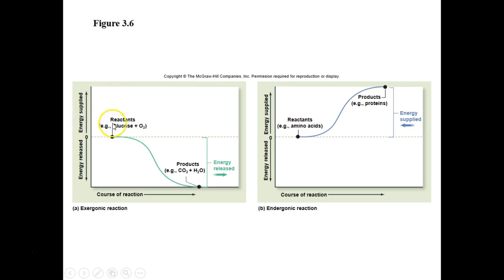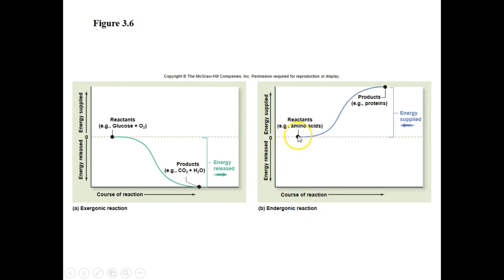Here we have the reactant is glucose, and then we have oxygen. Glucose is a high energy molecule compared to carbon dioxide. So glucose is broken down to carbon dioxide and water with the help of oxygen, and energy is released. That energy that is released from this exergonic reaction can drive this endergonic reaction right here.